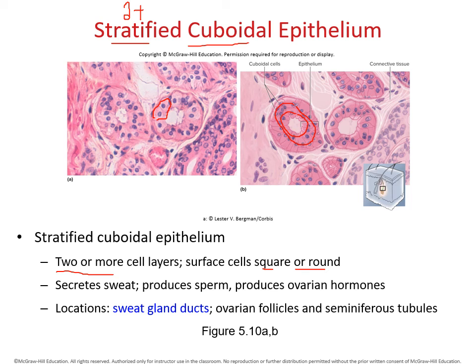But either way, for the location for the stratified cuboidal epithelium, we're just going to have one, and that's going to be the sweat gland ducts. Okay, so stratified cuboidal epithelium, you're going to locate that in the sweat gland ducts. And the name indicates that it's 2 or more layers and that the individual cells are squared or circular in shape.